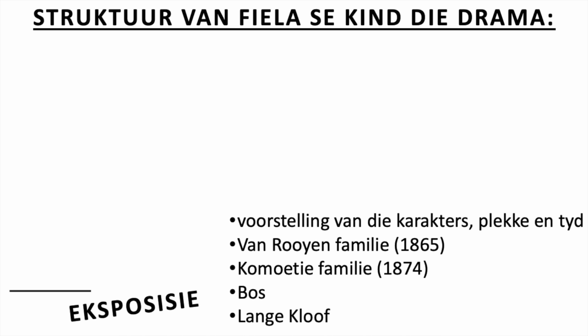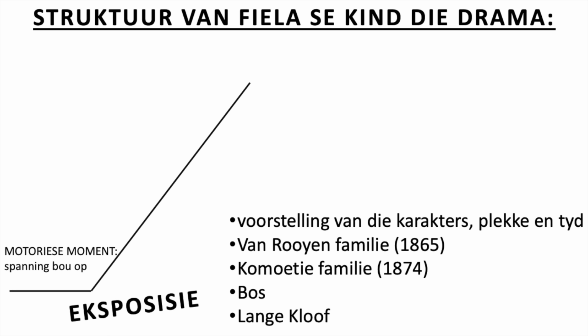Then in the second act, we get introduced to the Komoetie family, and we get introduced to another space, which is the Lange Kloof, and we get introduced to a time lapse. So the exposition in this book is really good in showing us where we are in the book, which characters we are dealing with, and where the main spaces are.